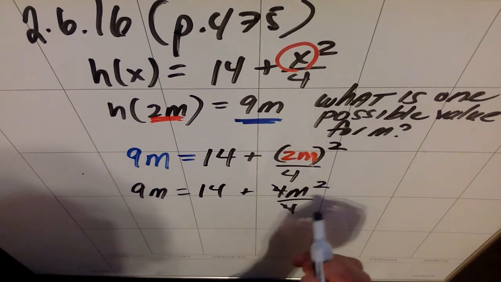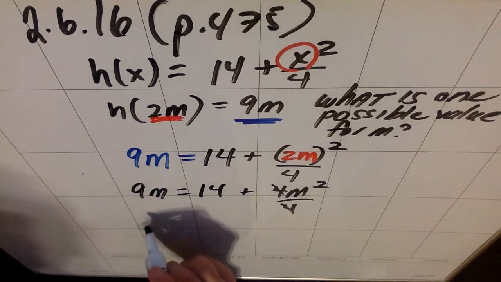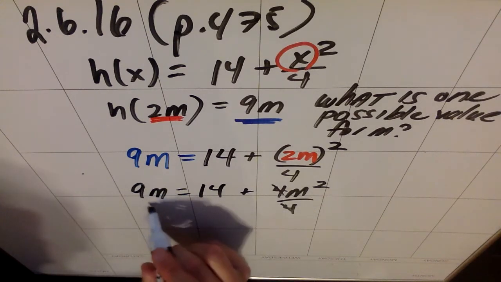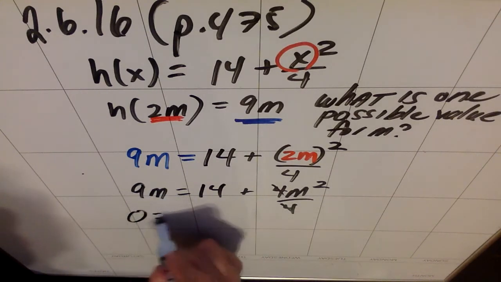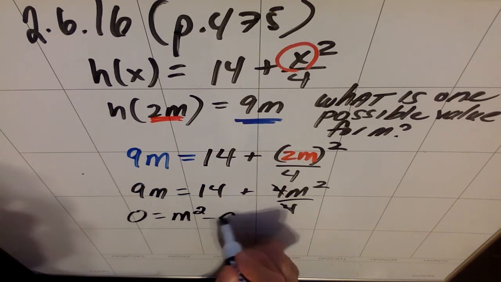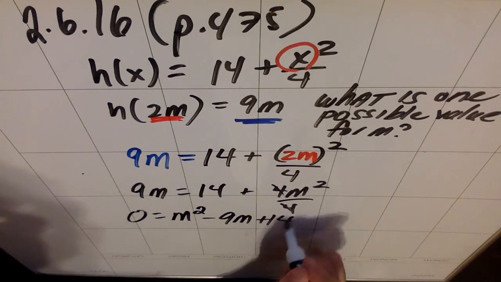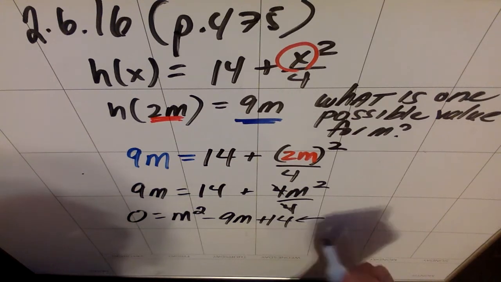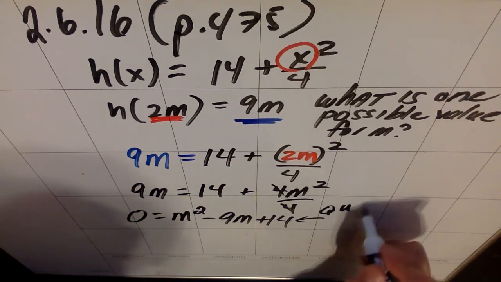So when I have this m squared and I also have an m, I need to move everyone to one side to factor. So I'm going to subtract the 9m over, and I'm going to get 0 equals m squared minus 9m plus 14. So this is a quadratic trinomial, right? It's a pretty common factoring thing.